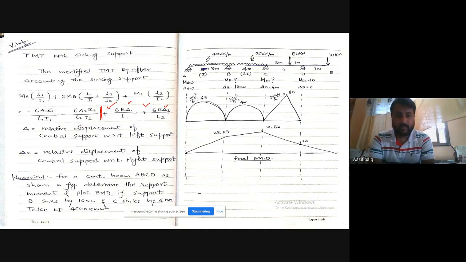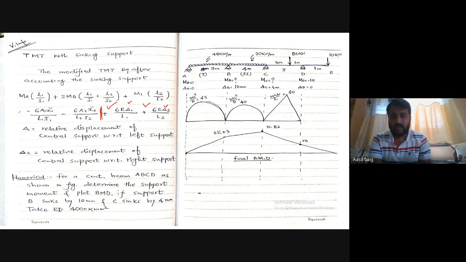So we will see how the effect of this settlement appears in the beam, and then in the solution of the three moment theorem. The numerical is given for a continuous beam A, B, C, D as shown in figure. Determine the support moments and plot the bending moment diagram, if support B sinks by 10 mm and C sinks by 4 mm. Take EI, the flexural rigidity, as 4000 kilonewton meter square.